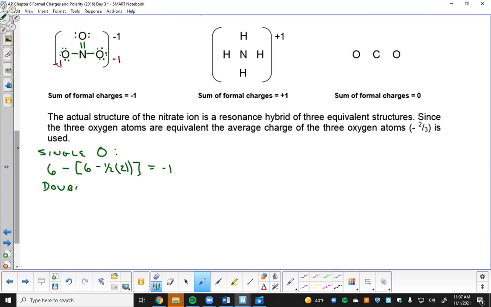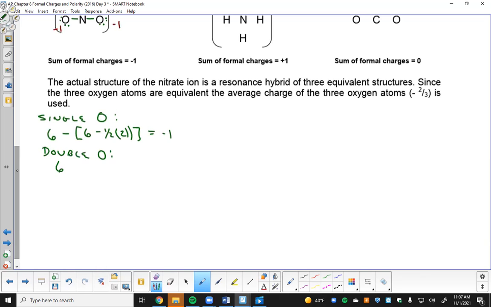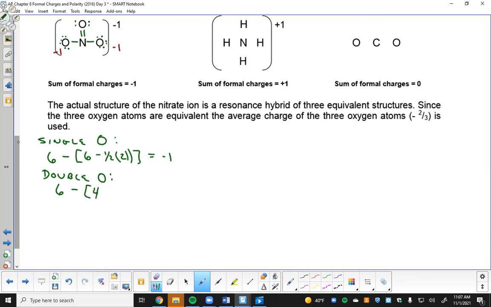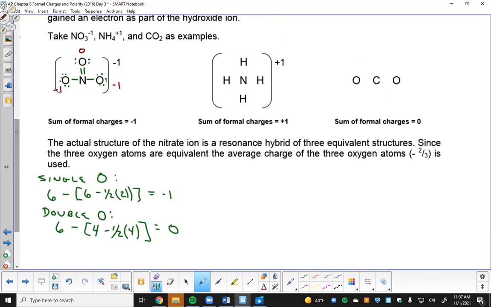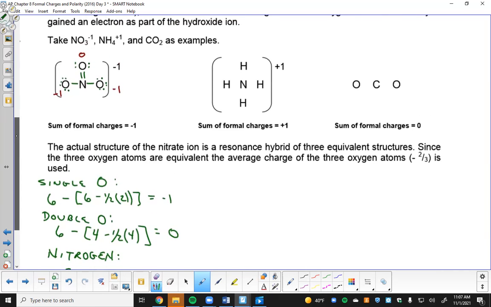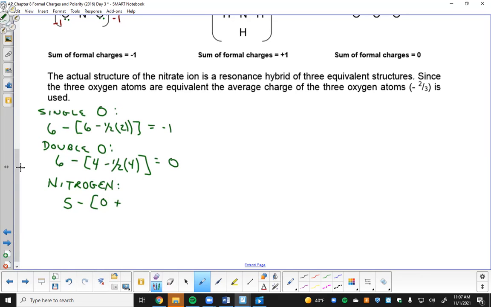The double bonded oxygen would have 6 electrons that it brings into the structure. It has 4 lone pair electrons and 1/2 of the bonding pair. There are 4 electrons bonded. Six minus six, that's going to be a 0. And nitrogen should also be calculated. It has 5 valence electrons, no lone pair electrons, and 1/2 of the bonding electrons is 4. So that's going to be a +1.